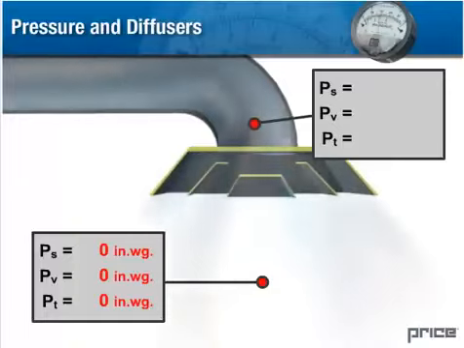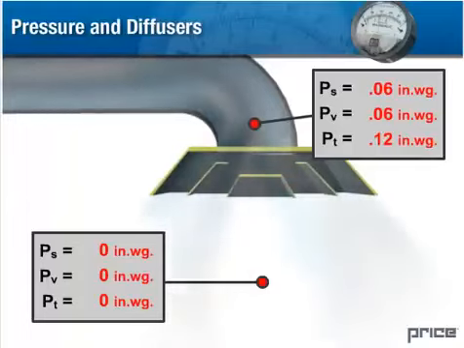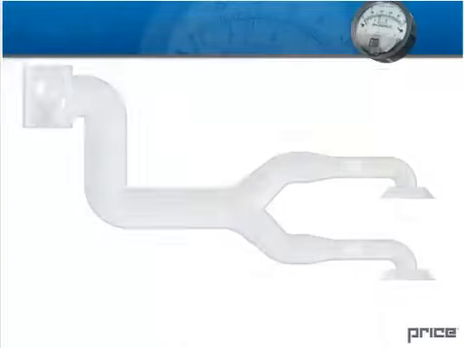In our example, we measure the pressure inside the neck of the diffuser and find the static pressure to be 0.06 inches of water, the velocity pressure to be 0.06 inches of water for a total pressure of 0.12 inches of water. Whatever pressure we measure in the neck of the diffuser represents the pressure drop across the diffuser. In this case, we have a pressure drop of 0.12 inches of water.